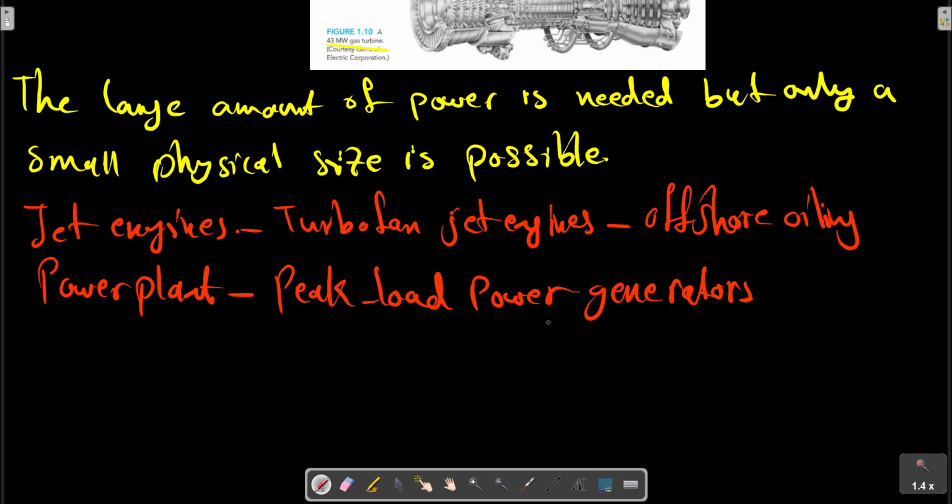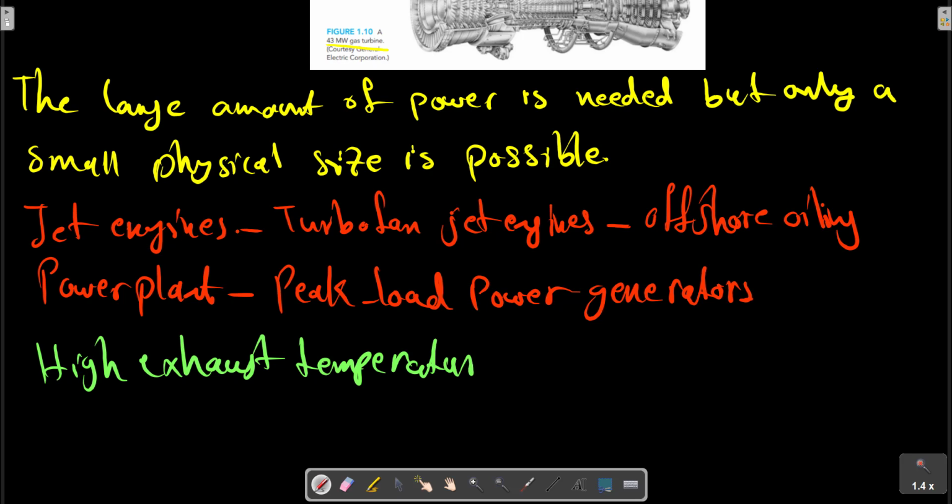In larger power plants, since the gas turbine has a relatively high exhaust temperature, it can also be arranged so that the exhaust gas is used to heat water that runs in a steam power plant, for example, before it exhausts to the atmosphere.